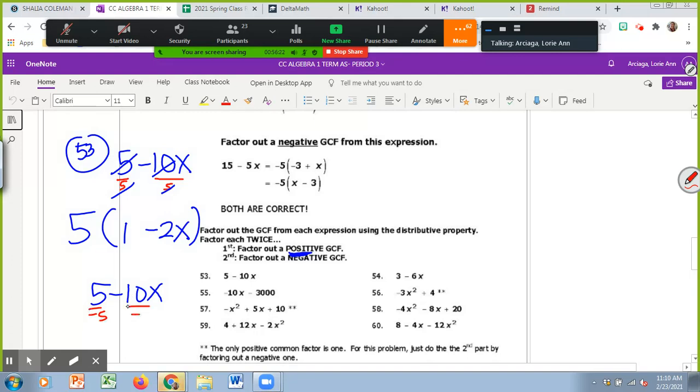Now that same one, 5 minus 10x, can also be divided by a negative 5. So that's what this set is asking you to do, to practice doing a positive and to practice doing a negative. So if that's negative, right, so we write negative 5 in front, how will that change your answer? What's positive 5 divided by negative 5?